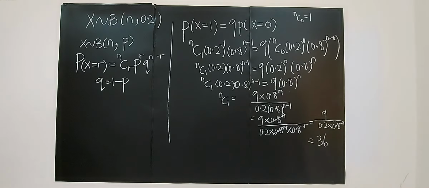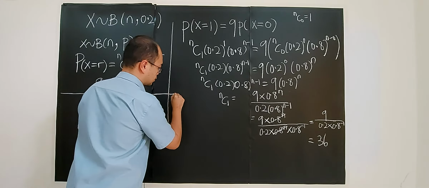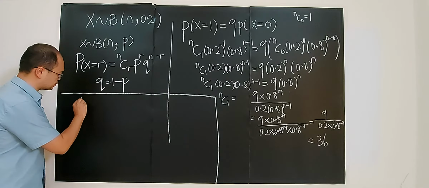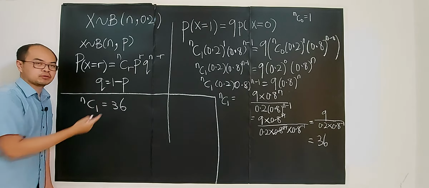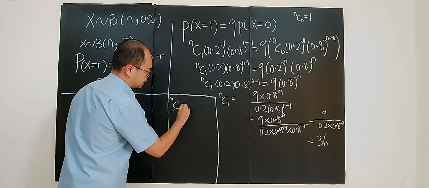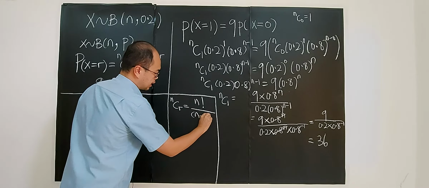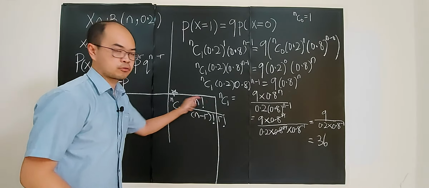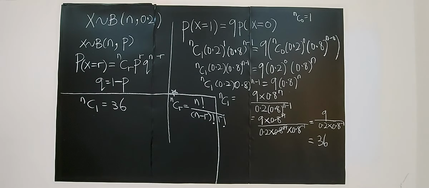So therefore, I'm going to continue here. You know that nC1 is 36. Some of you may already know that nC1 is n, so n will be 36. Probably you can do another approach, because you know the formula for nCr. The formula for nCr will be n factorial divided by n minus r factorial divided by r factorial. If you keep using the calculator, most of you will forget the beauty of this formula.